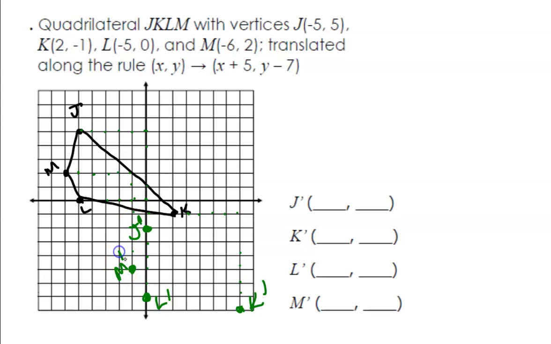Don't forget when you're drawing to write your prime signs. Those are those little tick marks next to the letters, right? M with a little tick mark, prime sign. And then you connect your points like this. Okay? Let's try a reflection now.